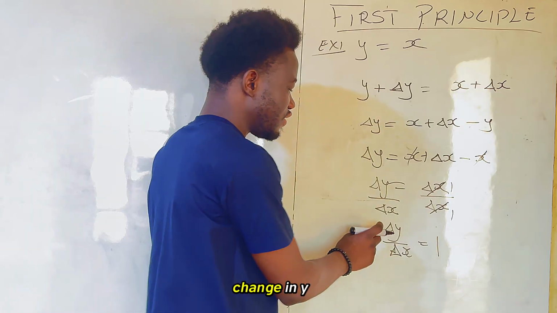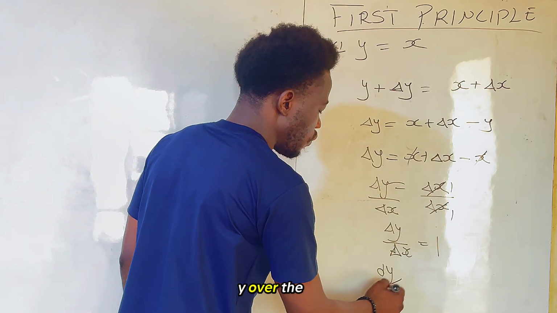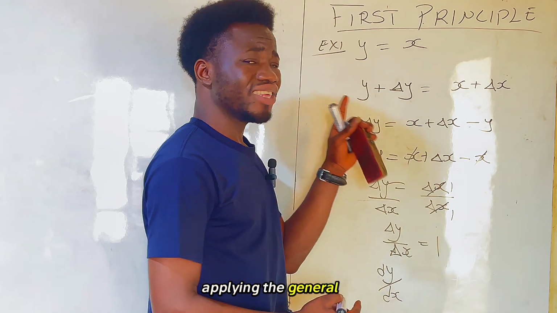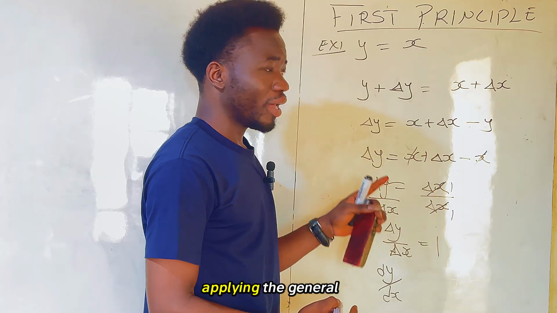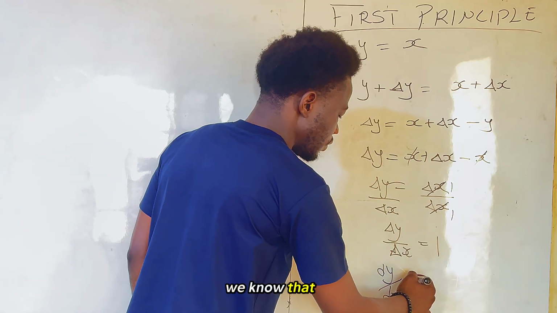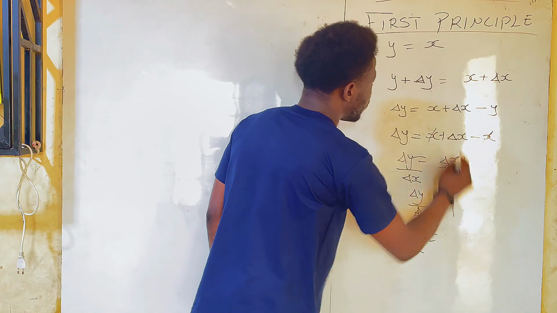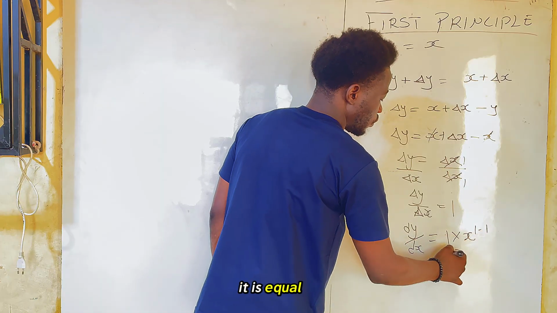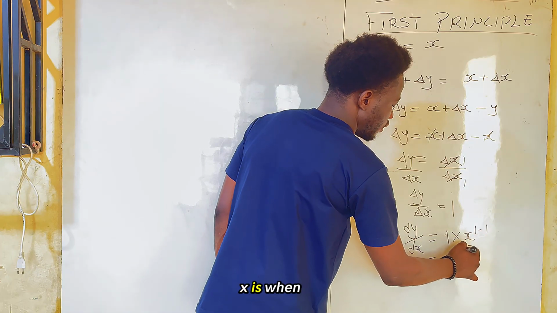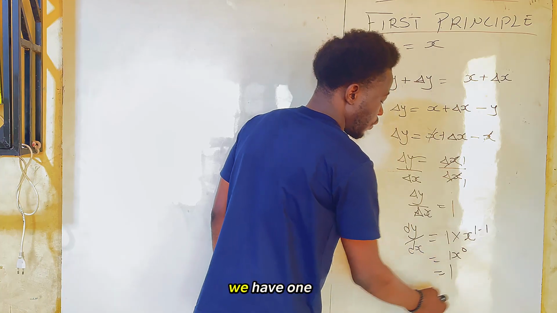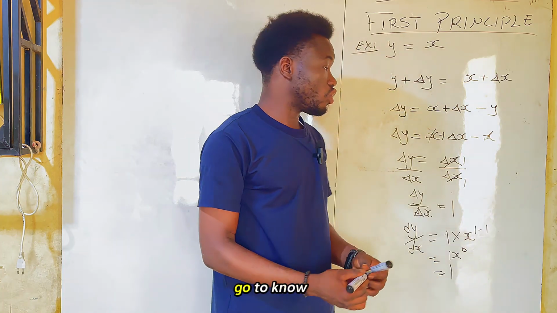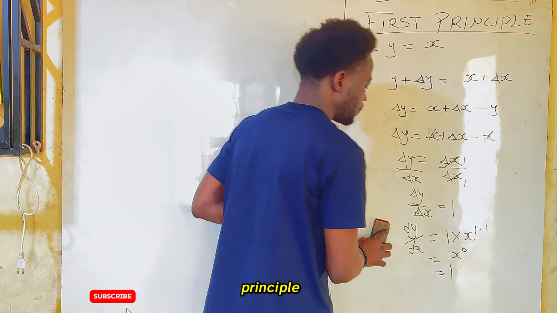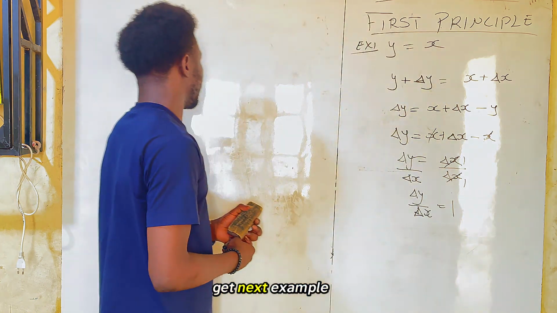Now note that change in y over change in x is still the same thing, and it's equal to that. Now remember, applying the general rule that we did, we know that this is going to be equal to 1 times x to the power of 1 minus 1, and this is equal to 1 times x to the power 0. Any number to the power 0 is 1, therefore we have 1. So from the general rule, the answer is still 1. So this is using the first principle, right? Let me get the next example.